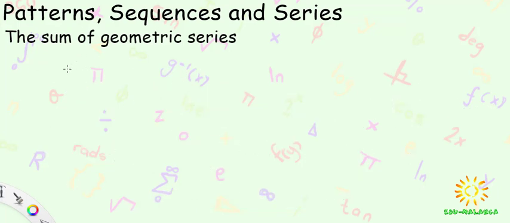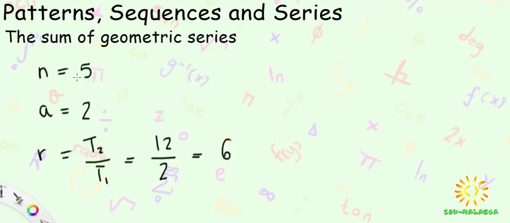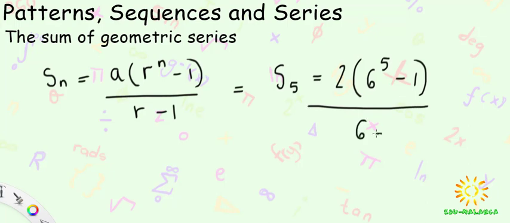Let's rewrite the formula again. Sn is equal to A times (r to the power of n minus 1), divided by r minus 1. And let's substitute in. We're going to have S5, our n is equal to 5, is equal to, our a was 2 and our r was 6. Let's write down 2 times (6 to the power of 5 minus 1), all over 6 minus 1.